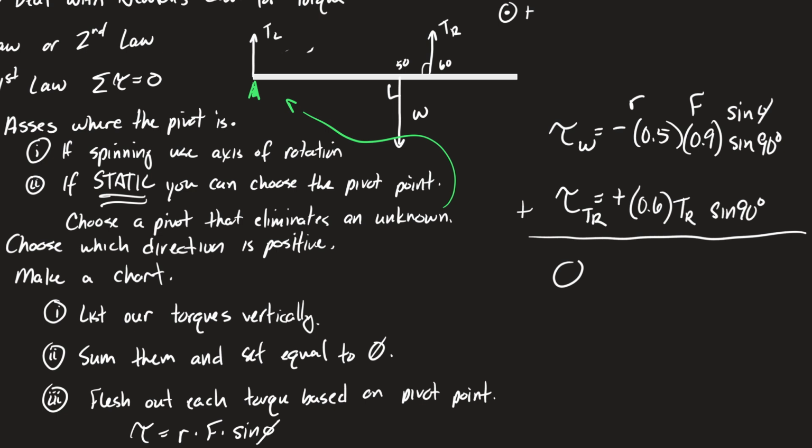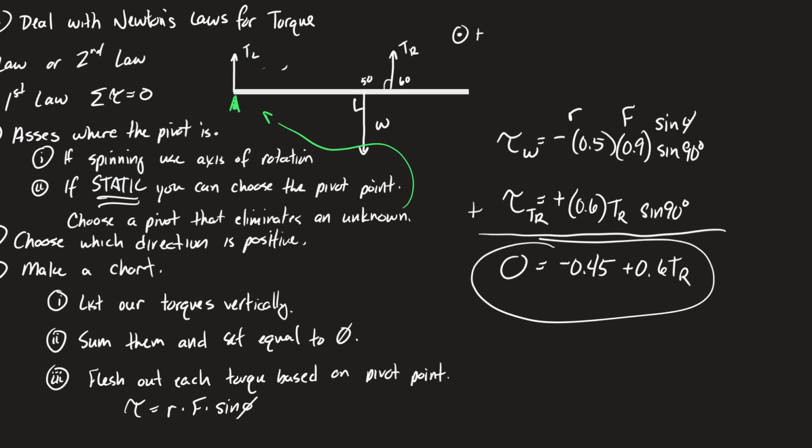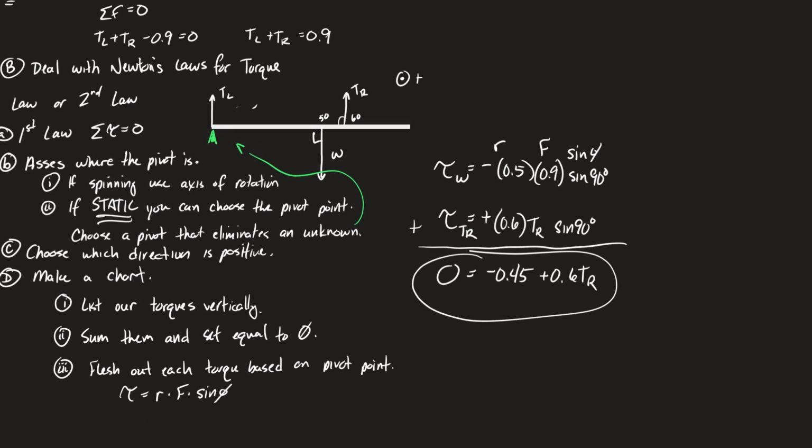Now, just like force, all Newton's laws will actually do is generate relationships. This one generates a relationship. That relationship could be used to solve your problem. So let's generate this relationship too. This relationship will be, let's see, 0.5 times 0.9 is negative 0.45 plus 0.6 TR. That equals 0. That's it. That's all Newton's laws do. They generate a relationship.